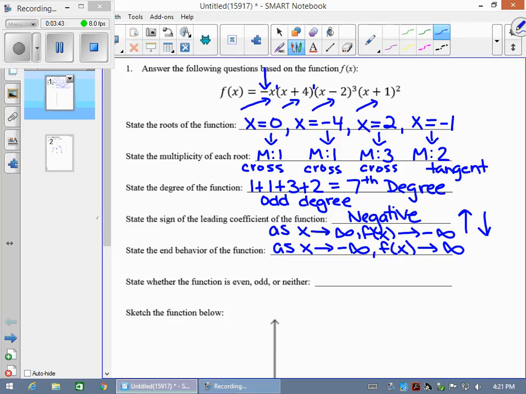Now we're asked to state whether the function is even, odd, or neither. I'm actually going to leave this question. I'm going to go sketch it, and then we'll have a better idea of how to answer that part.